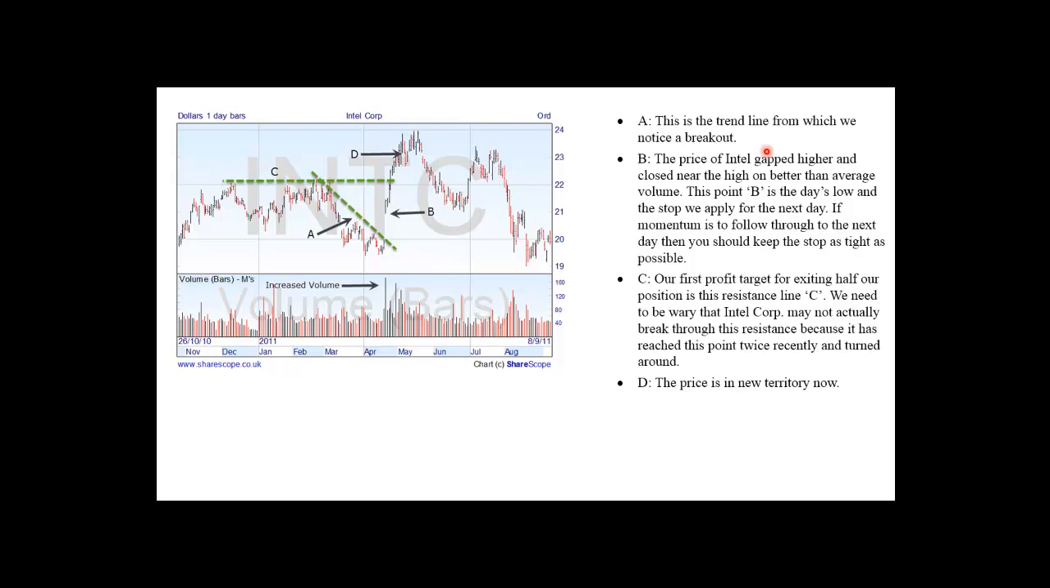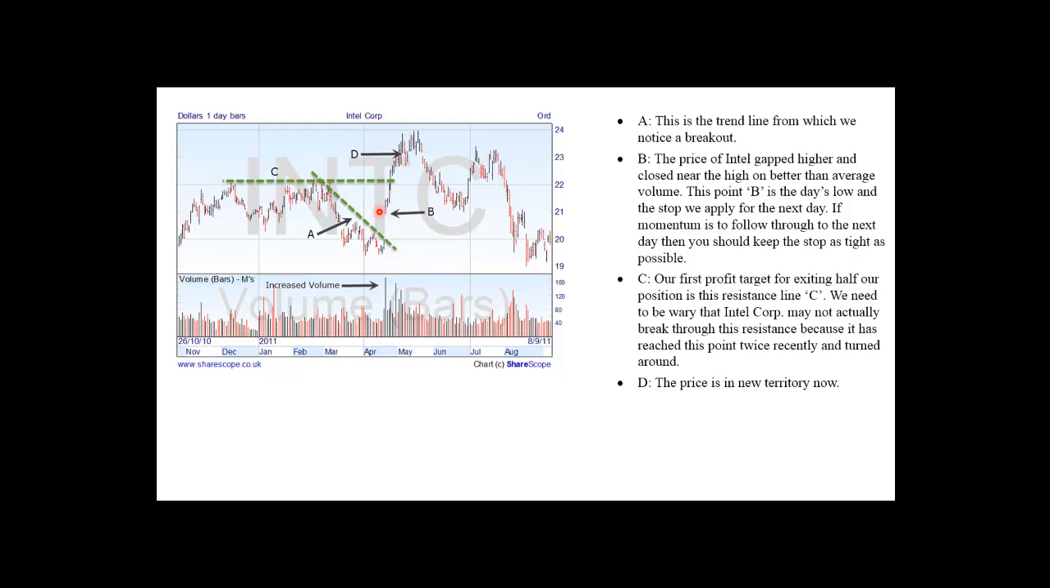Intel gapped higher and closed near the high on better than average volume. This point B is the day's low, and the stop we apply the next day. You don't necessarily have to be that precise, but point B is where you can put the stop, at the low of point B.